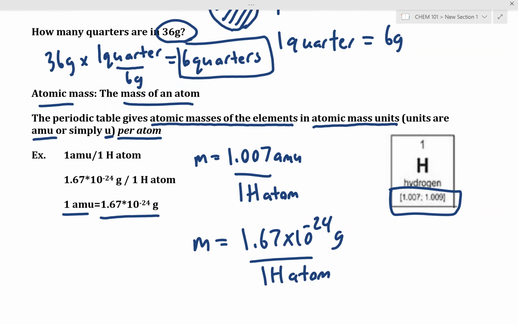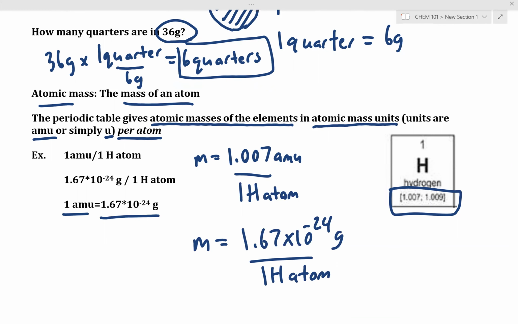Yes? Does it differentiate between elements, like hydrogen or another element? Yes, exactly, because we got this 1.007 directly from the atomic mass given in the periodic table.